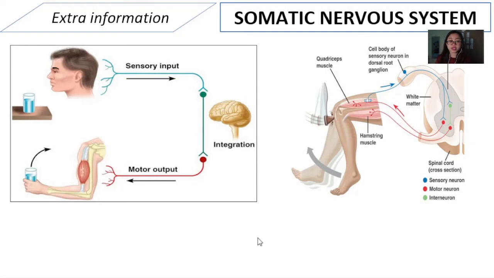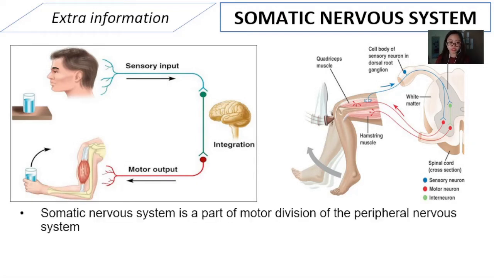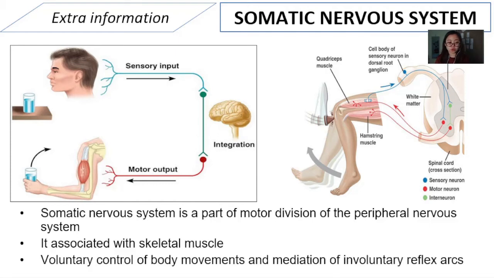And we also learned about the somatic nervous system. So this is under the peripheral nervous system. It is associated with skeletal muscle. So dia sering dikaitkan dan bekerja sama dengan skeletal muscle, yaitu otot-otot besar. They control the voluntary control of body movements and also mediation of involuntary reflex arcs.